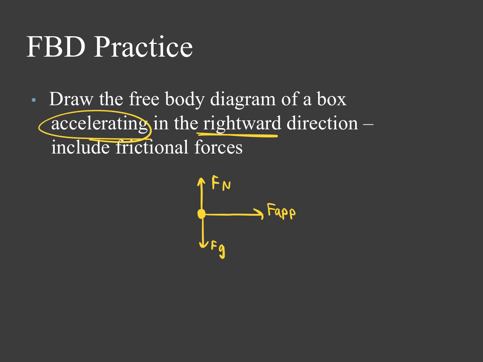What if it had said it's being pushed to the right, but moving at a constant velocity? What would have to be true about my frictional and my applied force there? They would be equal, right? If it was at constant velocity, that would tell me those forces would need to be equal to one another, but it's not at constant velocity. So we want to make sure that our frictional force is shown to be less.